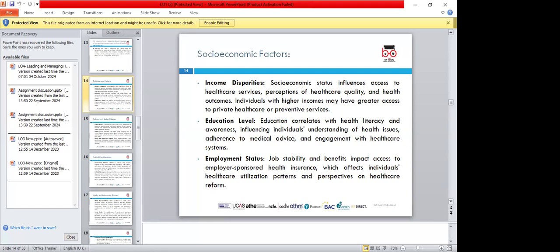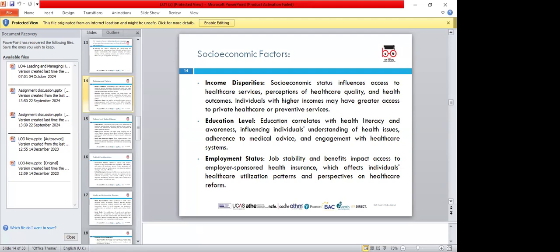Education correlates with health literacy and awareness, influencing individuals' understanding of health issues, adhering to medical advice, engagement with healthcare systems. Okay. And so, education level has influence on understanding healthcare and adherence to medical advice. Because if you lack education, or your level of education is very low, sometimes the advice they give you, you may not understand it. Sure. Yeah, in terms of medication and many other things. So it really affects a person.